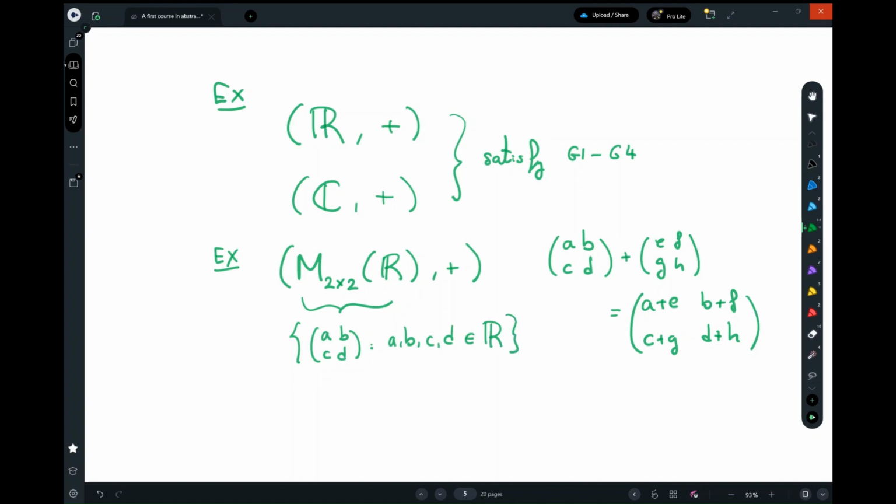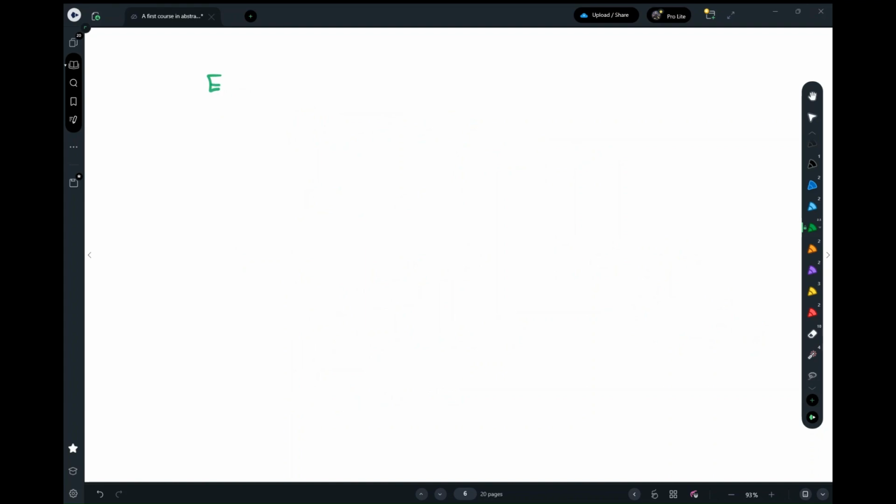Then under this addition, this also satisfies G1 through G4. So it satisfies those same basic properties. So the addition of these matrices looks just like the addition of integers. Now, there are some other things that satisfy the same thing, but they start to look quite a bit different.